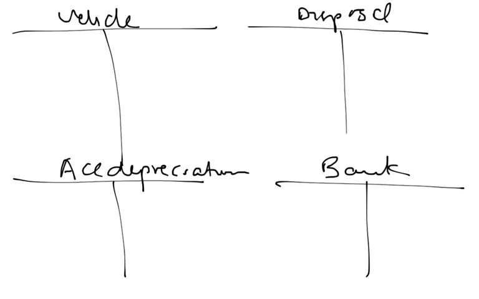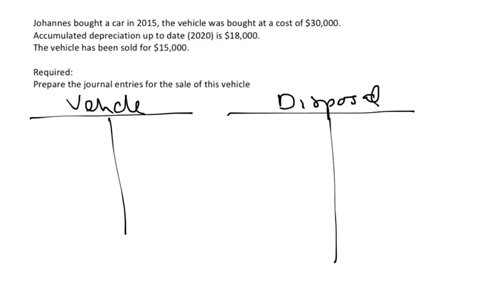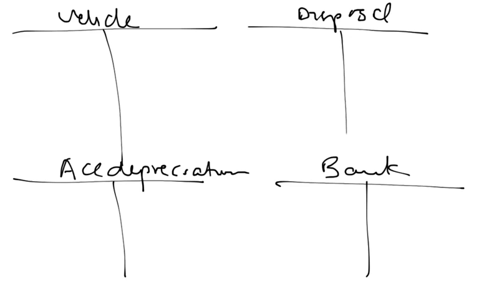We gather all the information. So Johannes bought a car in 2015 and the vehicle had a cost of 30,000. Okay, so we bought the vehicle, bank, 30,000. This is vehicle. So you see what we do here? Bank is an asset, so it usually increases on the debit side, but now money came out of the bank for that asset. So we will record it on your credit side. And every debit has a corresponding credit. So we credited the bank account with our vehicles of 30,000.